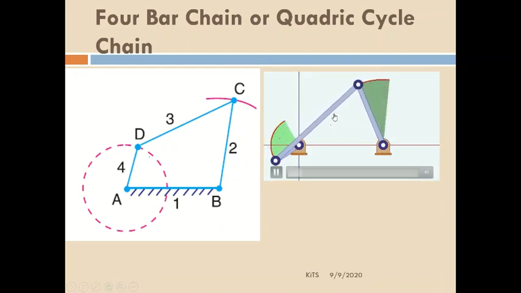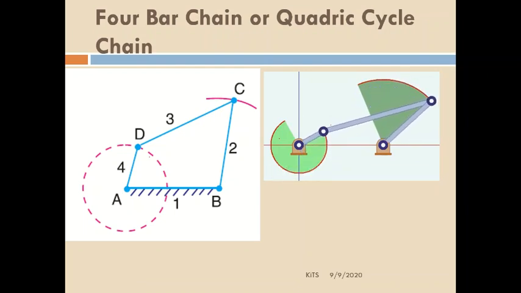So this is the working of 4-bar chain mechanism. So here AD is a crank. Crank will have rotary motion. AB is a fixed link. BC is a lever. Lever will have oscillatory motion. In the animation you could see. CD is a connecting rod. Connecting rod is a member which is used for connecting the crank and lever. That's all.